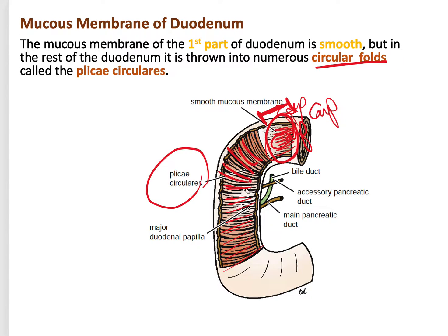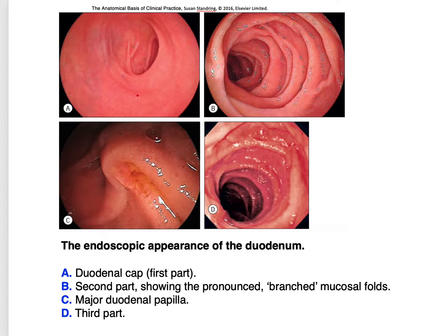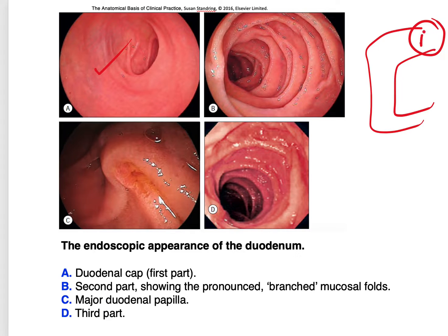So the folds of mucous membrane lie close to each other, forming what is known as plica circularis. Look at it here. This is the duodenal cap, the first 2 centimeters of the first part of the duodenum. No mucosal folds. Now let us move to the second part here. Look at the mucosal folds here, which is very important.